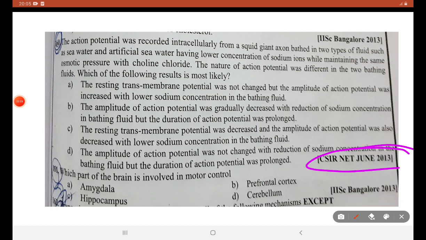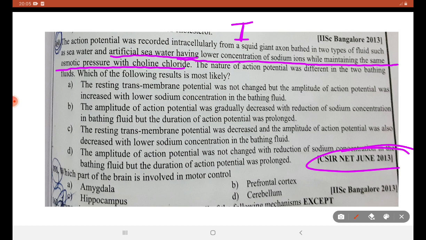Next, from June 2013. This is an experimental based question. Action potential was recorded intracellularly from a squid giant axon bathed in two types of fluids, such as seawater and artificial salt water. Now, condition 1: having low concentration of sodium ions while maintaining the same osmotic pressure with acetylcholine. This is a condition of artificial water.